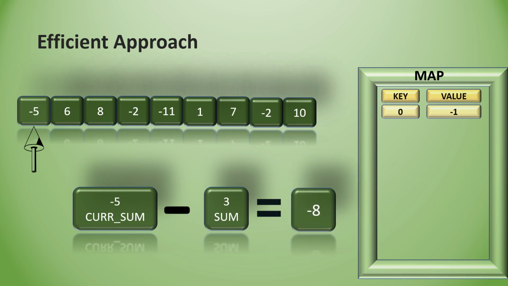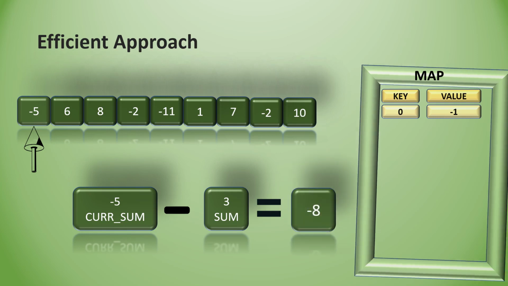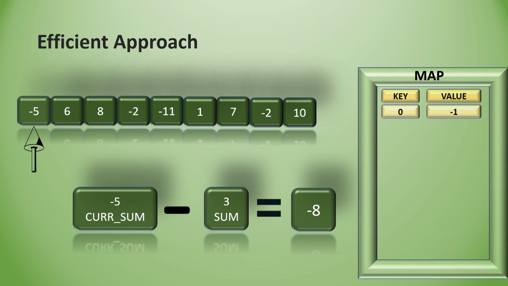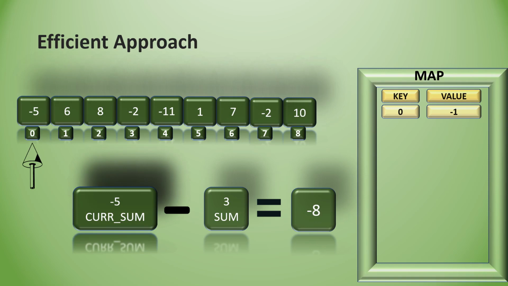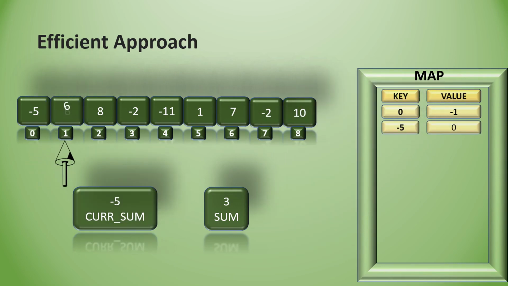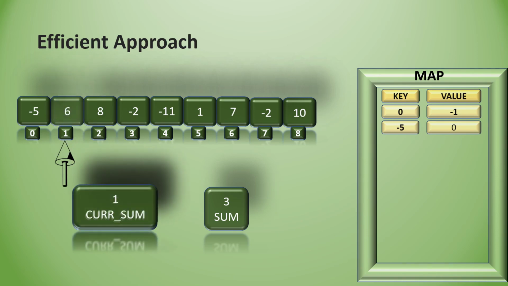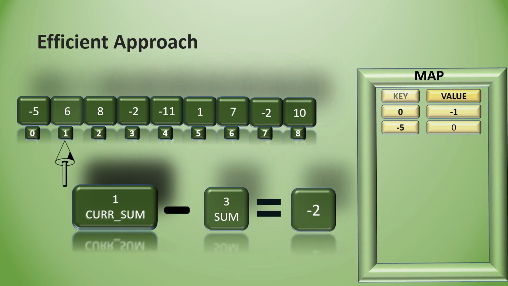Because if I find current sum minus sum in the map, it means I have gained a lead equal to sum. If current sum minus sum is present in the map keys, it means we found our answer. But here -8 is not present in the map keys, so we will add the current sum and index in the map and move the pointer. I get 6, add 6 to the sum, it becomes 1, find current sum minus sum which is -2 in the map, but -2 is not present in the map, so add the current sum and index in the map and move the pointer.